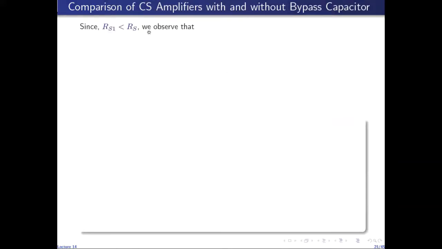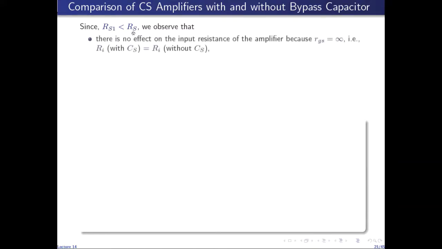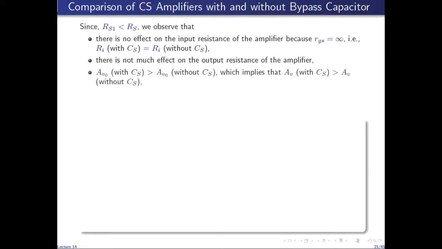So a quick comparison between the common source amplifier with and without bypass capacitors. I'm considering here a partially bypassed common source amplifier, since RS1 is less than RS. There is no effect on the input resistance of the amplifier because RGS is infinity and RI is just R1 in parallel with R2. It is independent of RS. So the input resistance for the two amplifiers is the same. There is not much effect on the output resistance of the amplifier, again because the output resistance of the amplifier is approximated by RD.